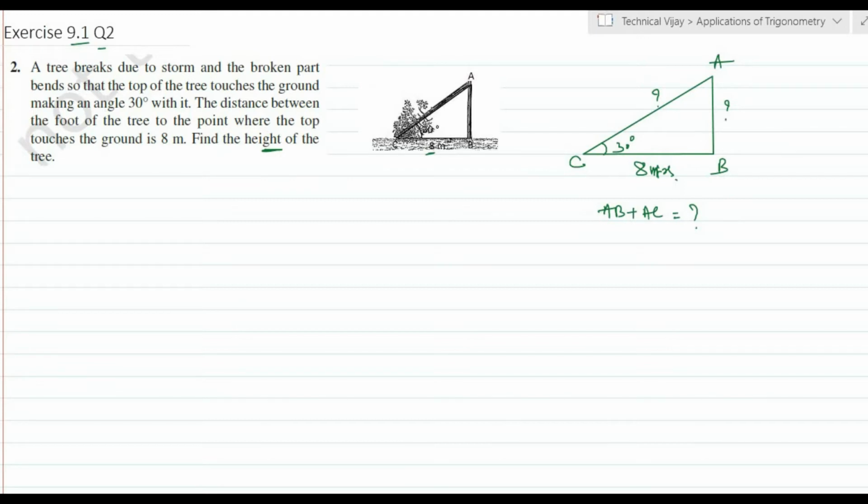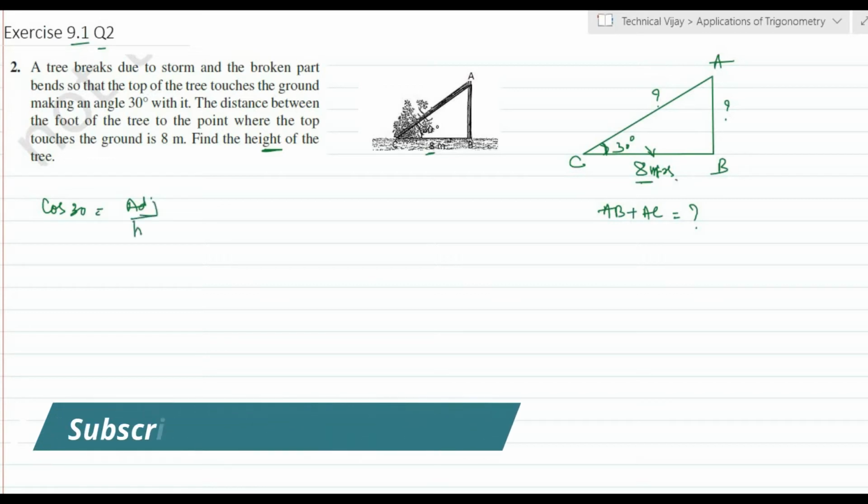First we will consider this angle, which he has given. One thing he has given is the adjacent side. This is the adjacent side for this angle. Adjacent or opposite, any trigonometric ratio you can take, but we need the one having the adjacent side. So if you take cos 30, cos 30 is equal to adjacent divided by hypotenuse. We will write cos of 30 degrees is equal to adjacent divided by hypotenuse.